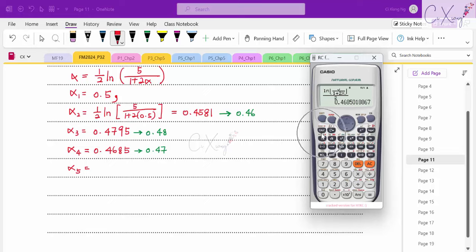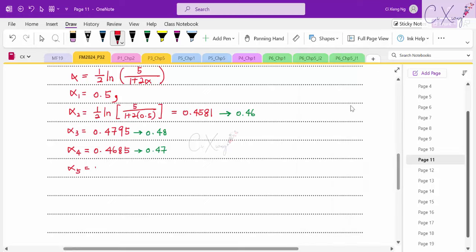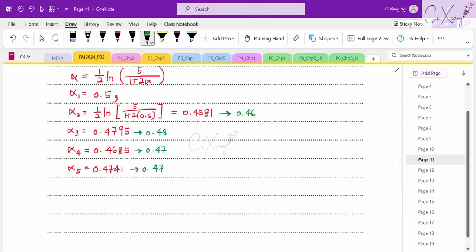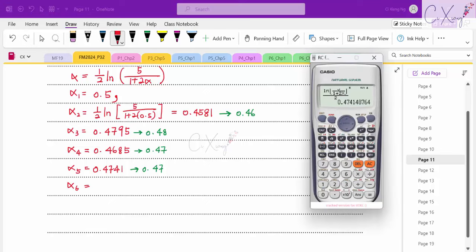Okay, so again, calculate 0.4685, equal sign, then 0.4741. Check the answer. This is 0.47. Alright, so it seems like the 2 decimal answer is already repeated. So you can conclude that this is your root. Root equals 0.47. And usually I prefer to double check by doing one extra iteration just to double confirm, right?